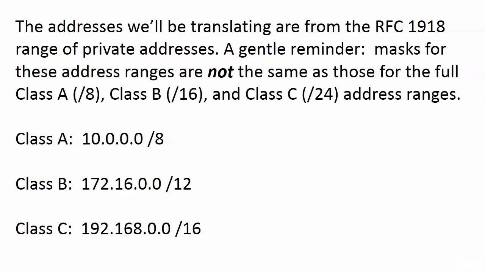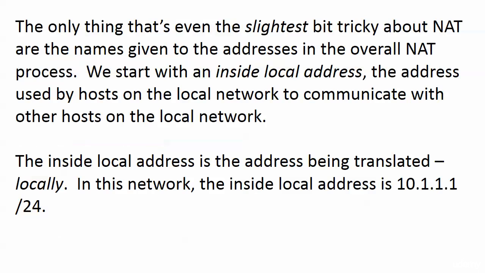Now, the addresses that are being translated, they're from the range of private addresses we talked about a while back, the RFC 1918 addresses. Just a general reminder for you that the masks for these private address ranges are not the same as those for the full Class A, B, and C address ranges. Your masks for the full ranges are in order 8, 16, 24, but for the private address ranges, you'll notice your masks are 8, 12, and 16. You should be very familiar with these private address ranges before you take your exam. You need to be able to spot a private IP address. So any one of those three ranges, that's what we're dealing with.